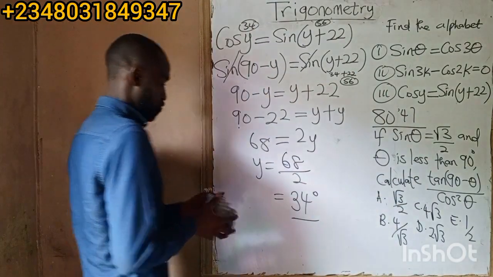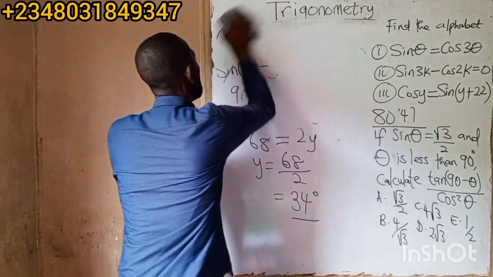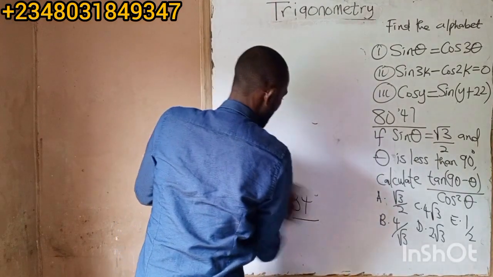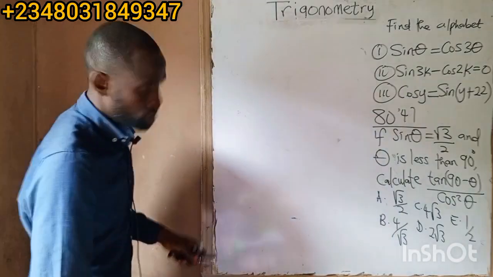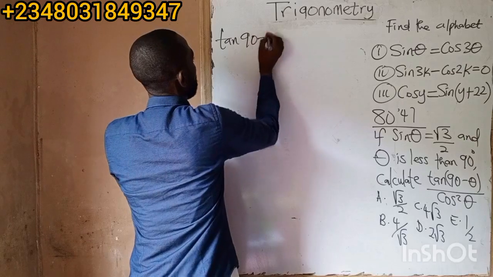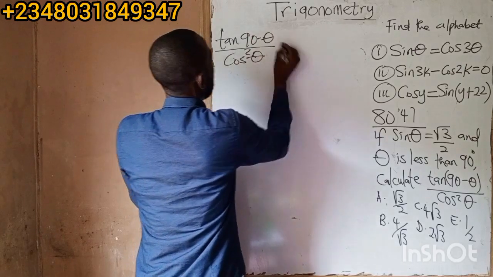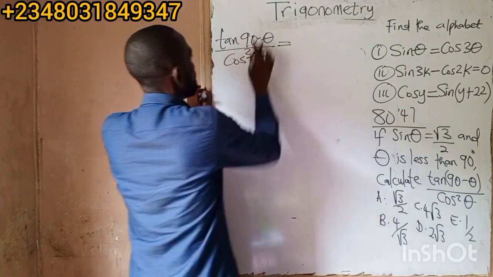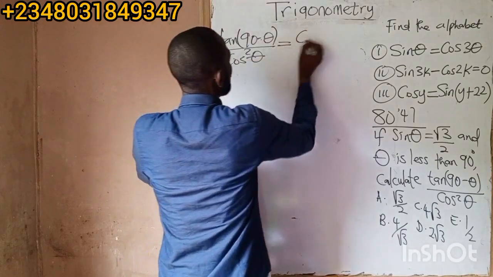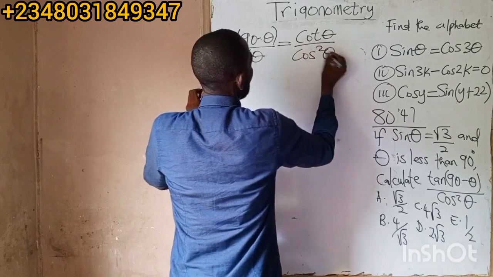So you understand what I'm trying to say. Let me simplify the angle first, in the given question, before I substitute. So I have tan 90 minus theta all over cos square theta. What is tan 90 minus theta? That will give us cos theta all over cos square theta.